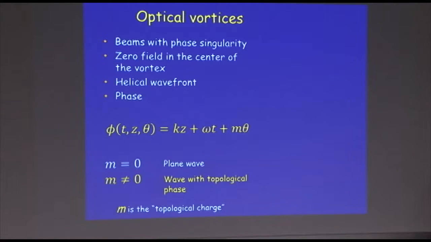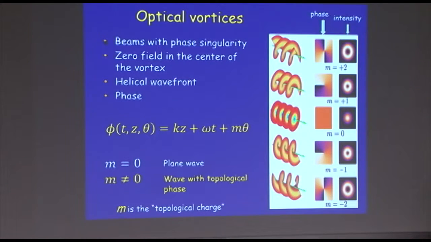The wavefront is helical, and the phase of the wave is like that. So if you talk about plane waves, m is equal to zero. But if you have m different from zero, then you have this angular phase that corresponds to the angular momentum that the wave carries. So that's what's called the topological charge of the beam. So if we have m equal to zero, then you have a plane wave. But if you have m equal to minus one or plus one, then you have a helical wavefront. The wavefront goes like that.